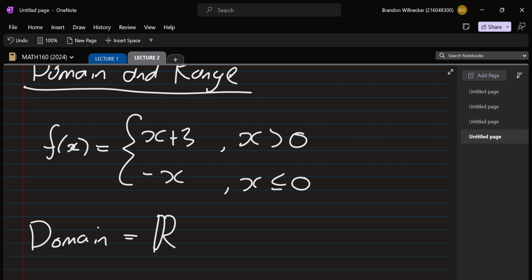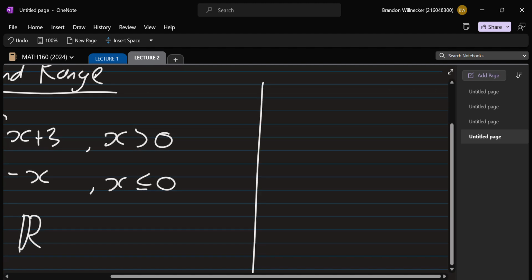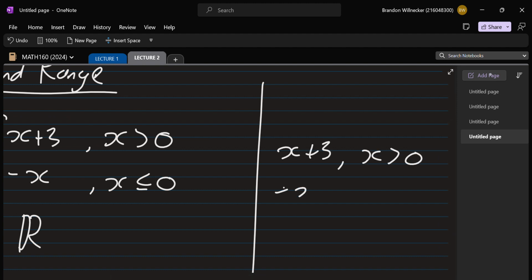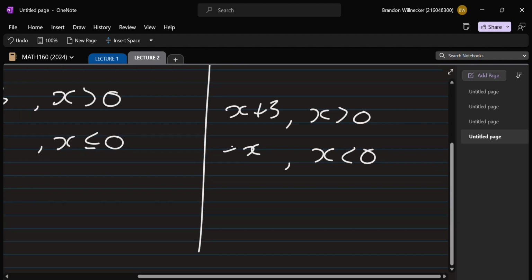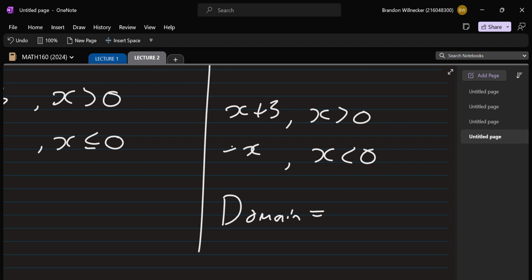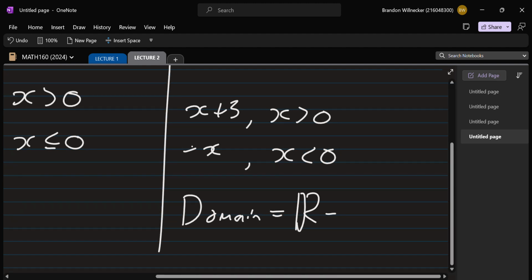So the subdomain for the first bit, union the subdomain for the second bit, and the third bit, and so on. That gives you the full domain for the function. Yes? So you were saying when x equals 0 is included, you write that there by the domain and say x does not equal 0. Yeah, so we can have something like this. x plus 3, x greater than 0, minus x, x being less than 0. Okay, so everything else we keep the same. Here, the domain, we can write as the real numbers minus 0, if you want to write it like that.